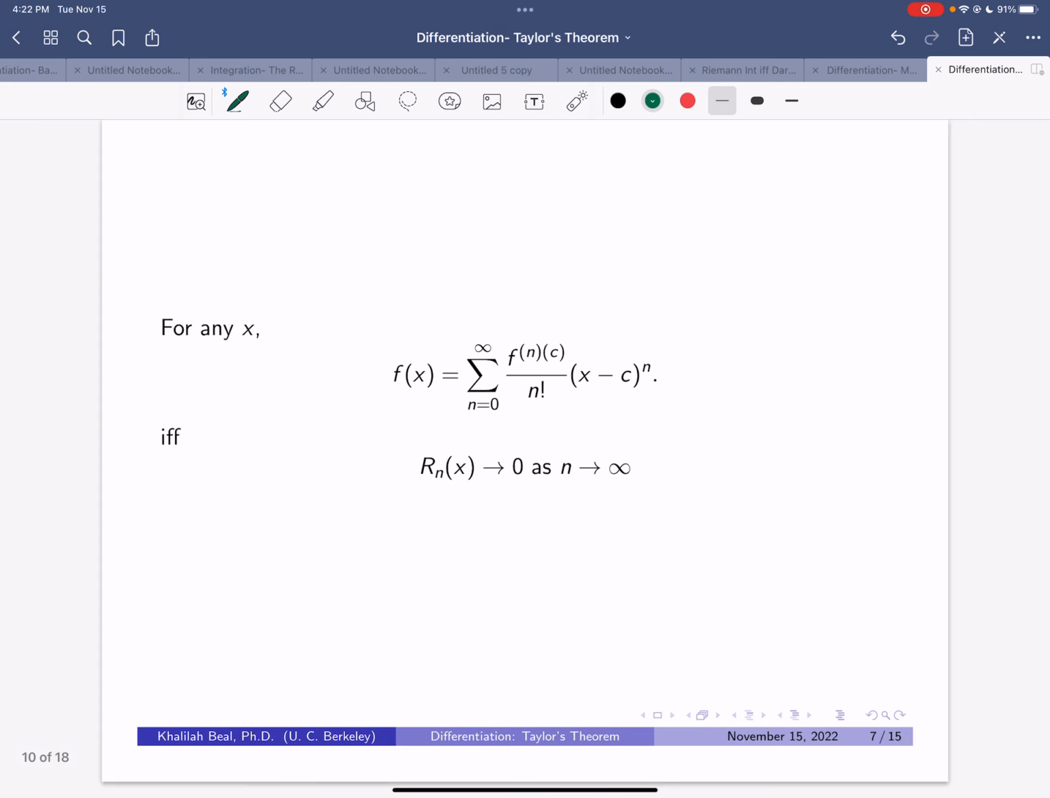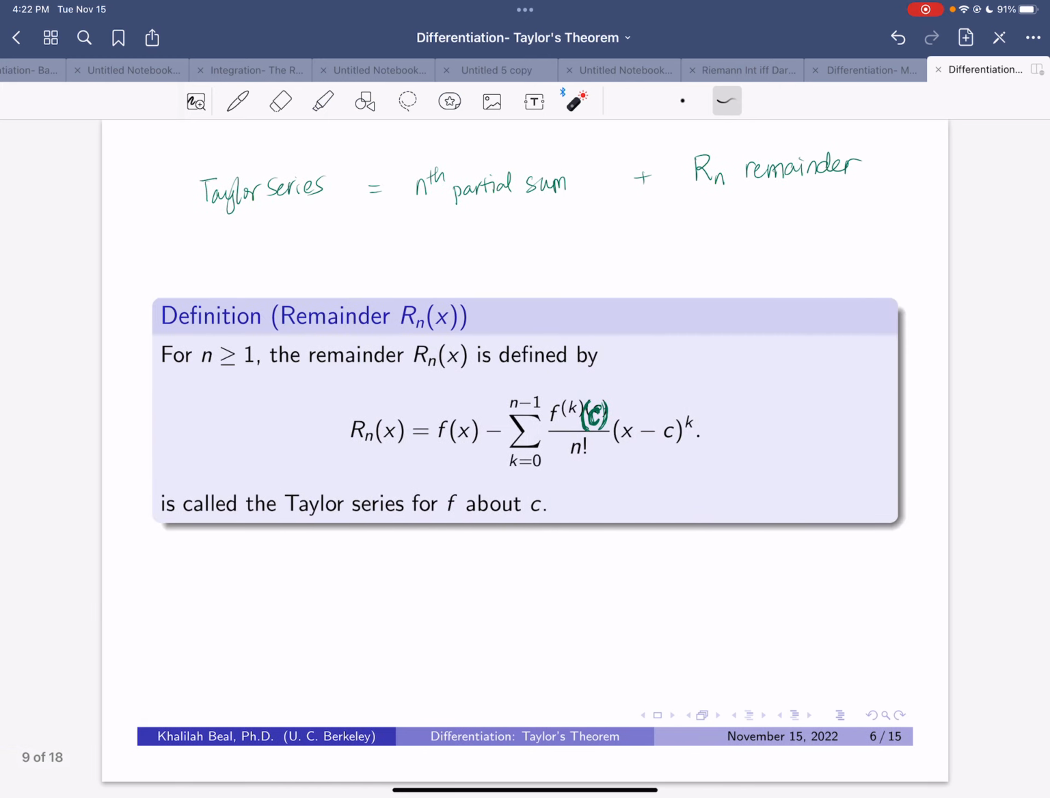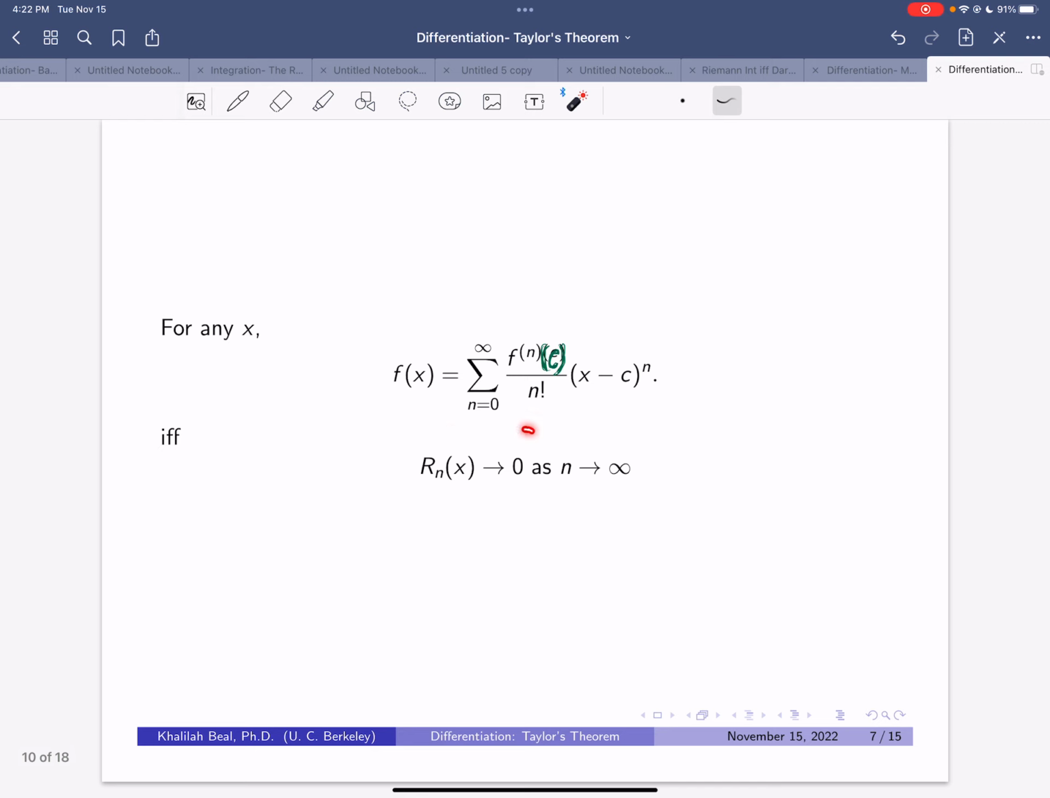Okay, so now, this is what I just wrote. So for any point x, your Taylor series is equal to f, i.e., the partial sums converge to f if and only if the remainder goes to 0. Okay?